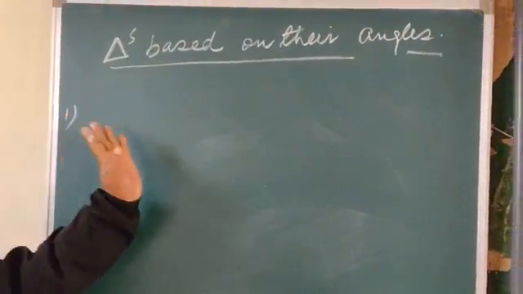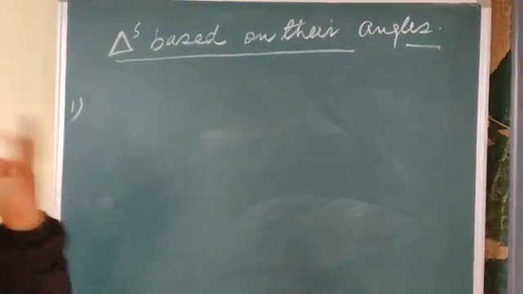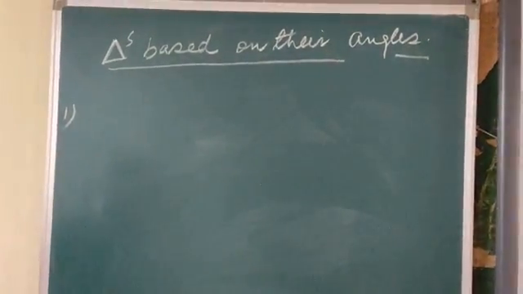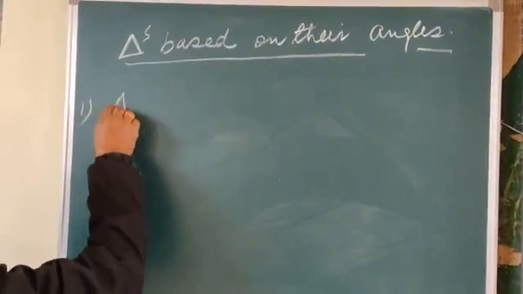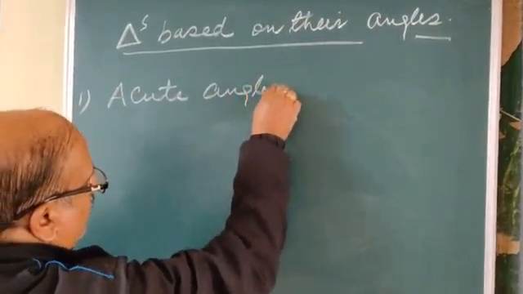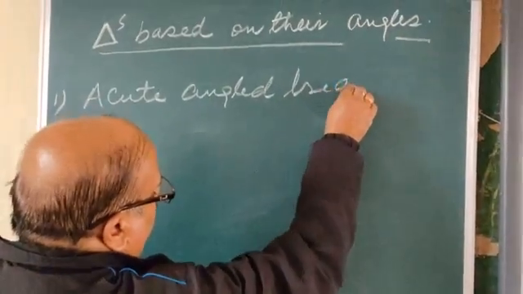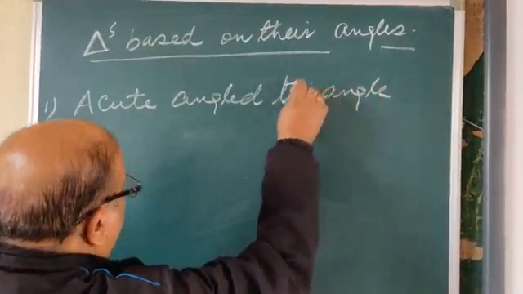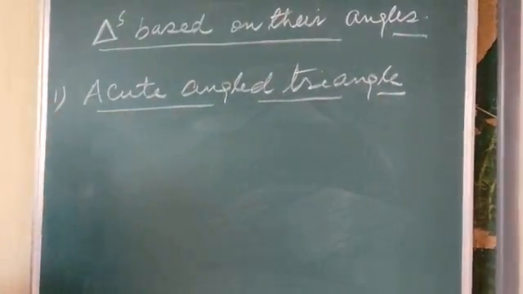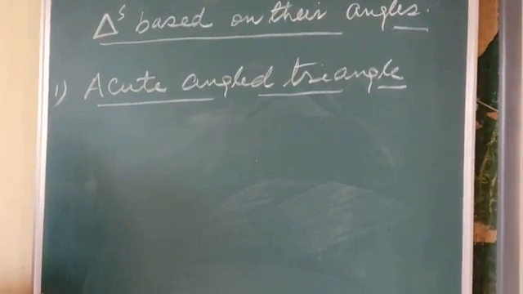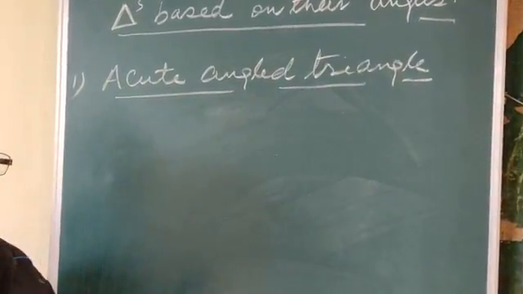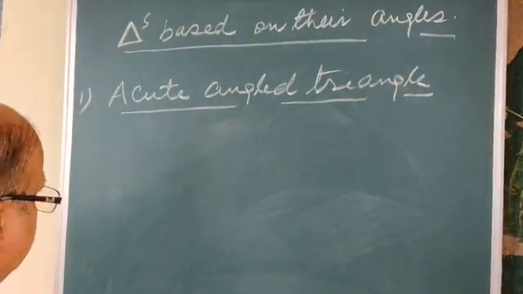Next we have triangles based on their angles. First we have an acute angled triangle. So what is an acute angled triangle? A triangle in which each of its angles is acute, meaning less than 90. It should be greater than 0 and less than 90. It's called an acute angled triangle.